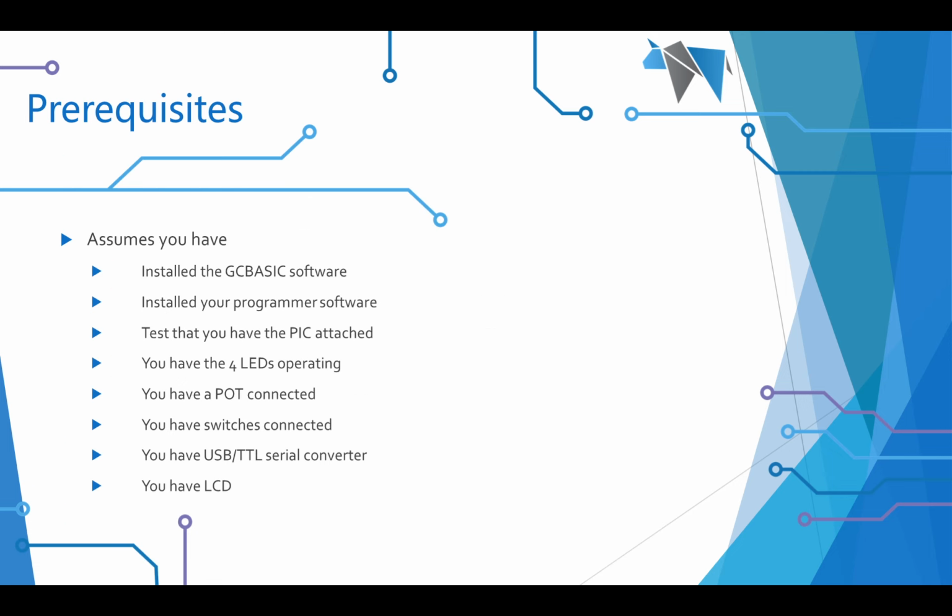So let's get started. I'm assuming that you've got all the prerequisites. You've installed the software, GC Basic, the GCStudio IDE, programmer works, you've got your PIC working, LEDs working, a pot, switches, serial USB TTL converter is operational, and you've got the LCD. This is another case where you can do some of this stuff on an LCD, but putting in that $2 USB TTL just revolutionizes debugging and showing information.